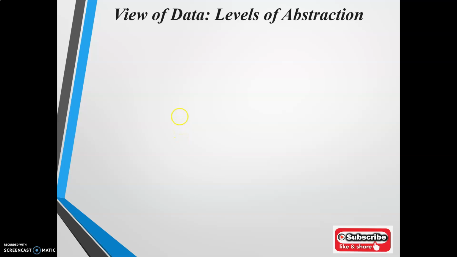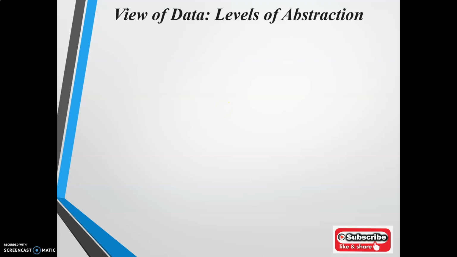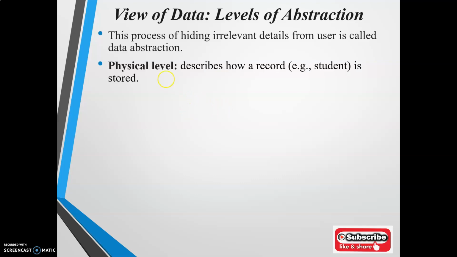Now, the first question that comes to our mind is: what is data abstraction and what are the different levels of data abstraction? Data abstraction is nothing but the process of hiding irrelevant details from the user. There are three different levels of abstraction. The first level is the physical level, which describes how a record is stored in the database.